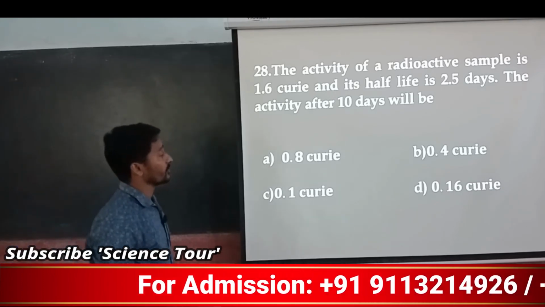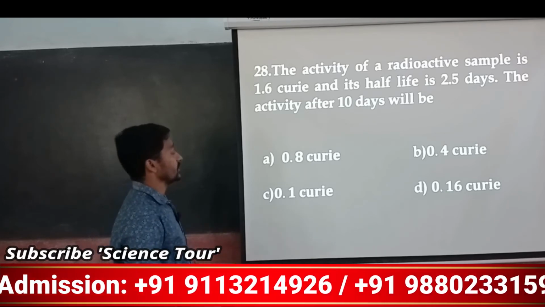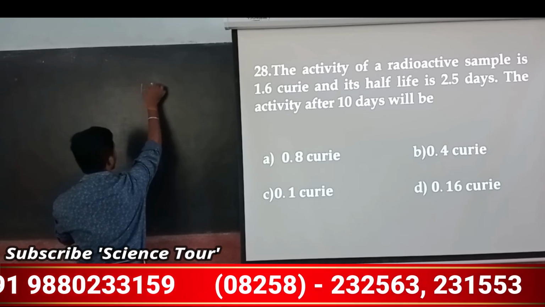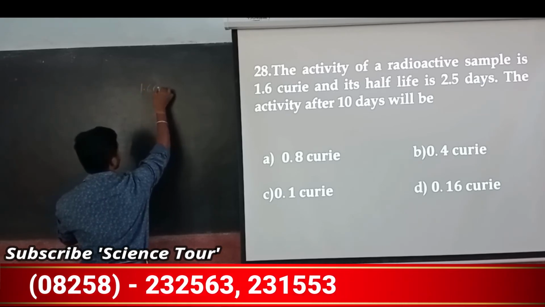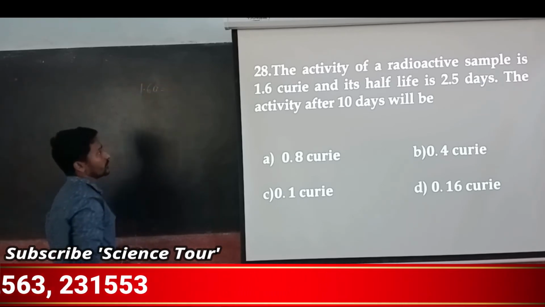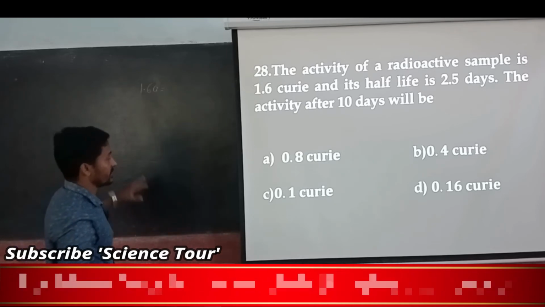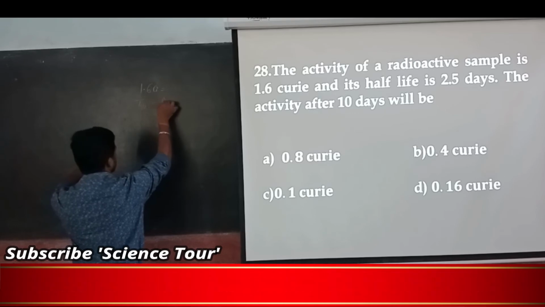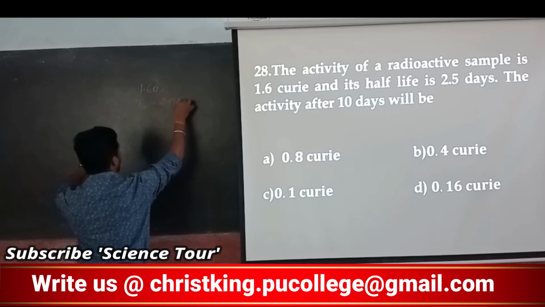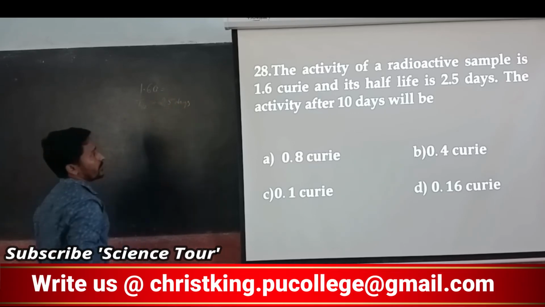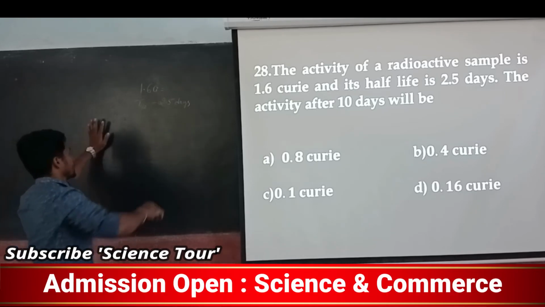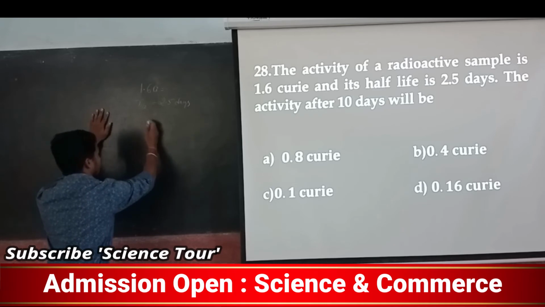Go to the next question. The activity of a radioactive sample is 1.6 curie, and its half life is 2.5 days. Now the activity after 10 days will be?